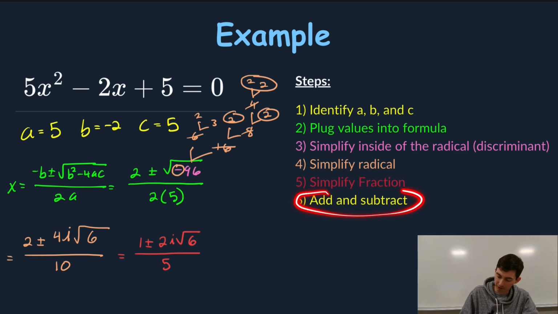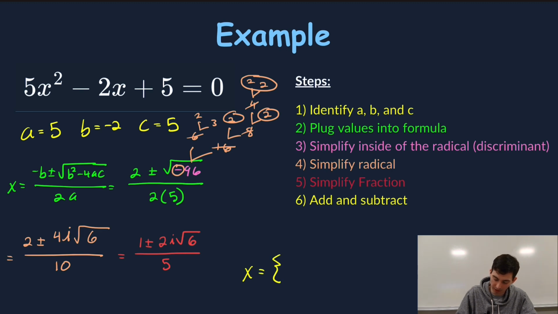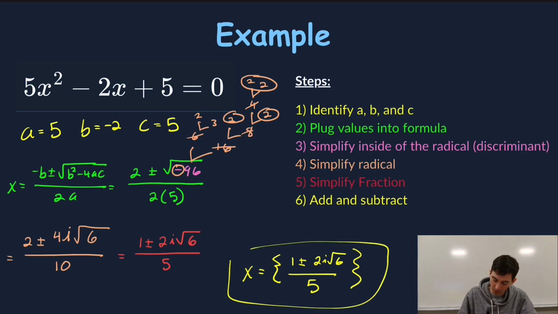And my next step is just to add and subtract. But I can't really simplify adding anything here. So I'm actually done. I don't really have to do anything new for step 5. So I'm just going to say my solutions are x equals 1 plus and minus 2i square root of 6 all over 5. So again, the quadratic formula works if you have real solutions or complex solutions.